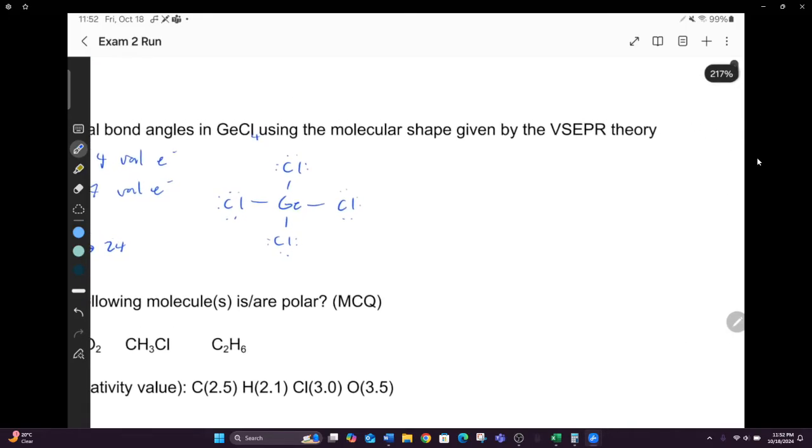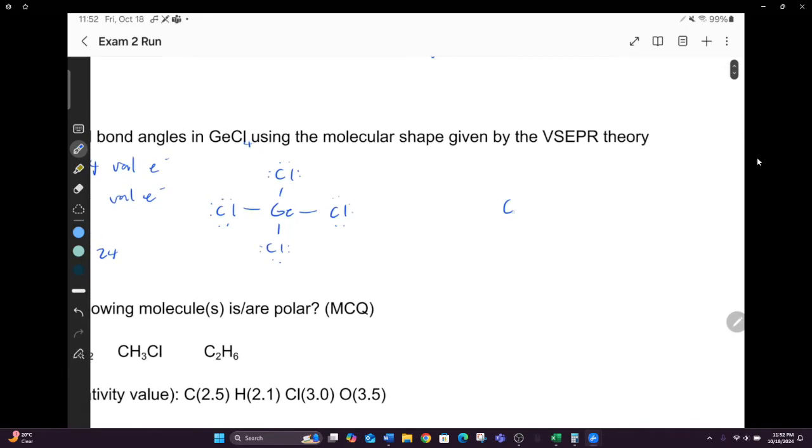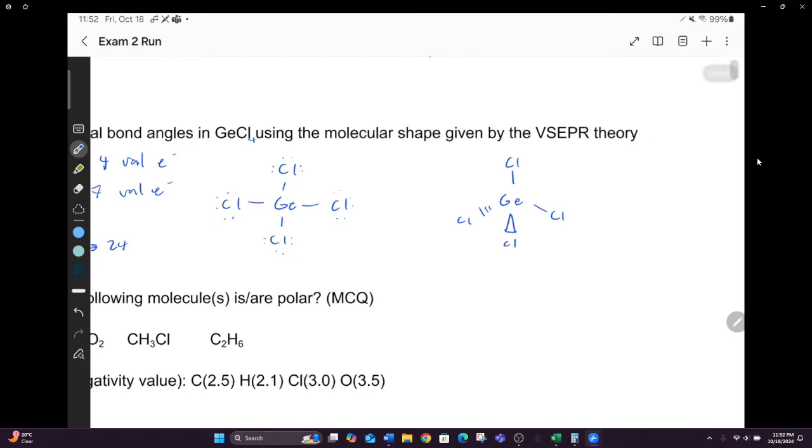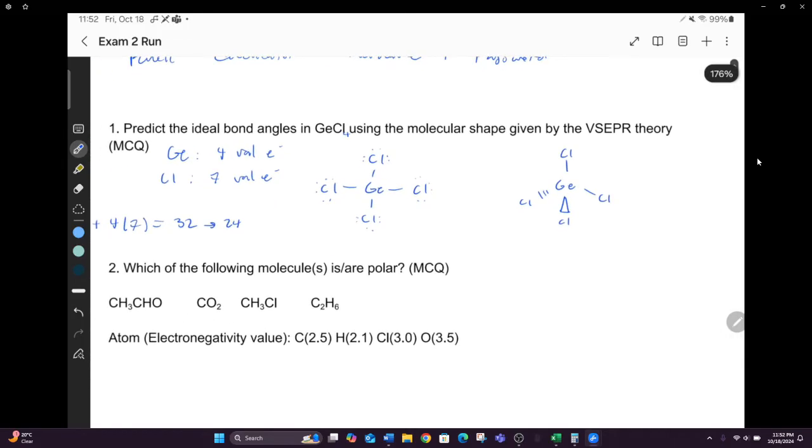So if we were to draw out the 3D structure, it would be Ge in the middle, right? You have a Cl here, you have a Cl here, you'd have your solid wedge here, and then your dashed somewhere here. And this gives you a tetrahedral molecular geometry and electron domain geometry. And for this specific structure, your bond angles will be 109.5 degrees.